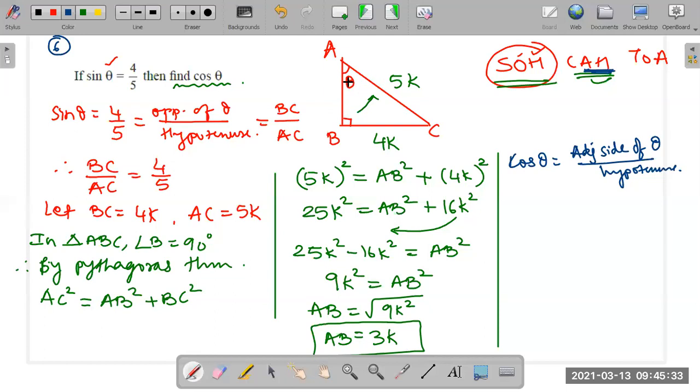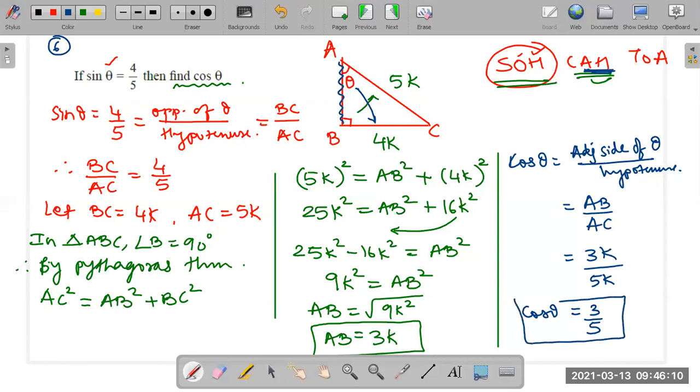Correct? What is the adjacent side of theta? To this theta, the opposite side is BC. And what is the adjacent? The one which is left, that is AB. So the adjacent is AB, upon the hypotenuse. What is the hypotenuse? That's AC, correct? So we write AC over here. AB is 3K upon AC, and AC is 5K. The K's get crossed out. What are we left with? 3 upon 5. So that's how we get cos theta equals 3 upon 5.